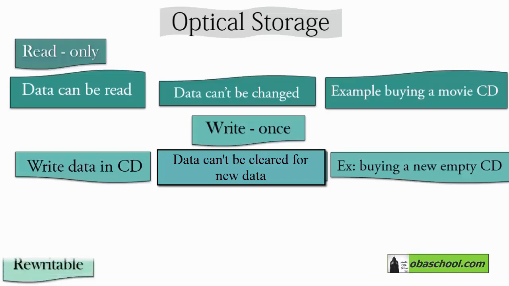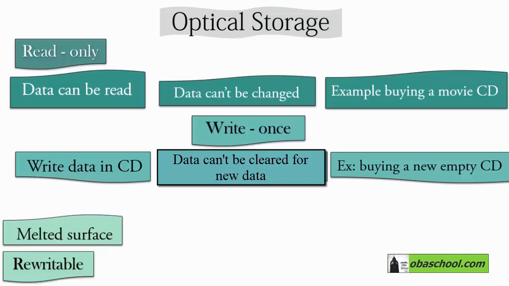Now, let's talk about the third type of optical storage, which is rewritable. First of all, the rewritable has a melted surface. The melted surface allows us to rewrite data on the CD or the DVD.